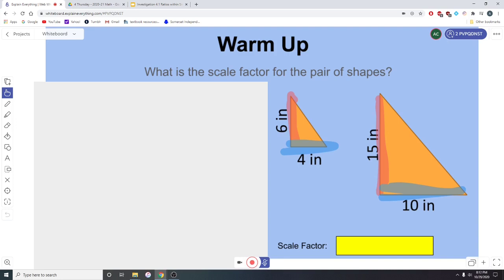We want to know what number we multiplied 4 by to get this number, or what we multiplied 6 by to get this number. Well, 6 does not go into 15 very nicely, and neither does 4 go into 10 very nicely. So what I'm going to use is a method I call stacking. We're going to take this 4 and see how many of these 4s it takes to fit this 10.